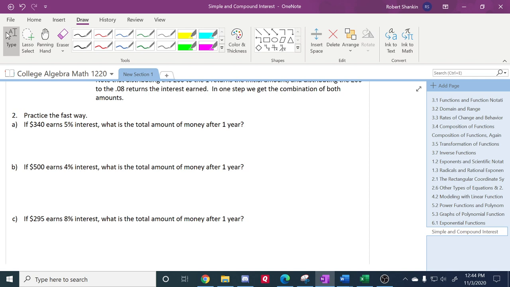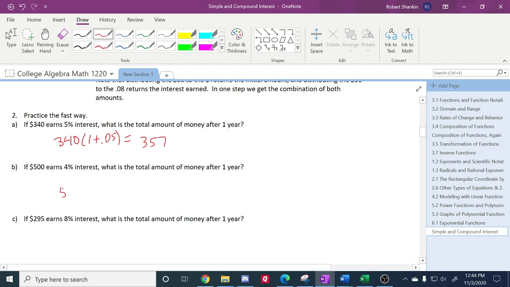And I'm going to interrupt you here. The first one, 340 times 1 plus 0.05. And then you just punch this out on your calculator. And this turns out to be $357.